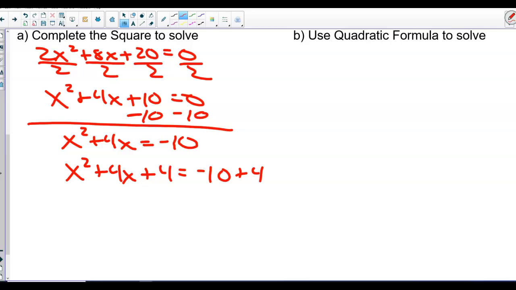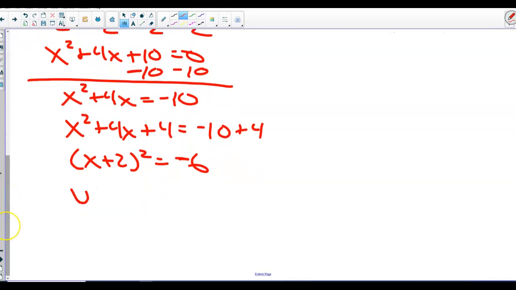If that middle term happened to be 6, we'd be adding 9. Half of 6 is 3, 3 squared is 9. In this case, the middle term is 4. We take half of it and square it. And that means this can be written as x plus 2 squared. It's always factored by half the middle term with that sign. And then we solve from there.